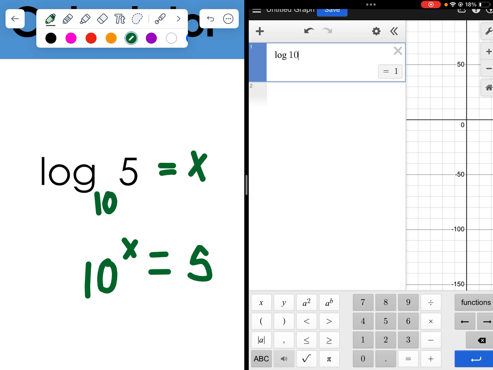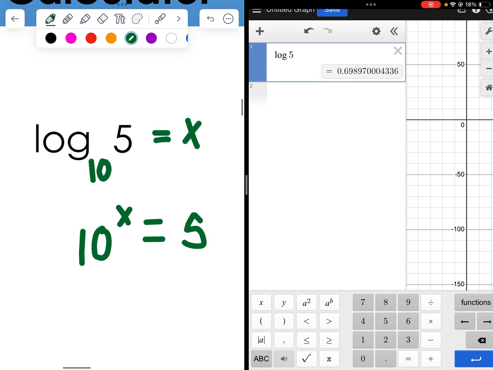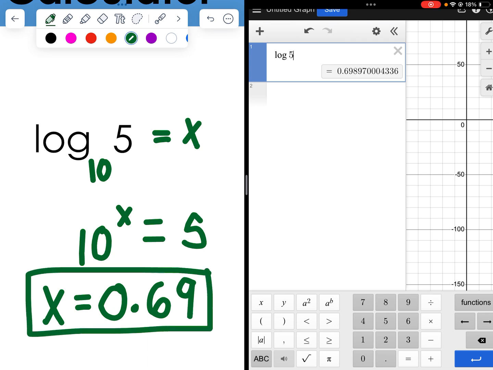So this is where Desmos is nice because you can just type in log 5, and it spits out this crazy decimal, which can't be converted to a fraction. So we're just going to list the first two, and I don't even round it. I'm just going to leave it 0.69.